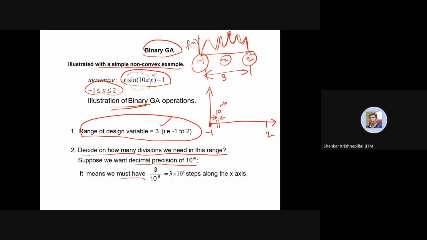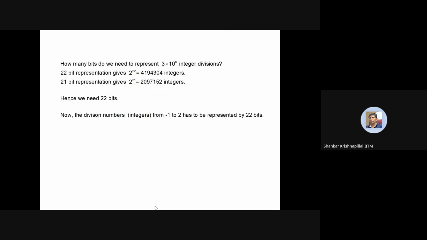So it means we have 3 million steps along the x-axis. 3 million integer steps are required on the x-axis. So this is the first step of the binary genetic algorithm: calculate how many integer steps the x-axis must be divided into. Then, how many bits do we need to represent 3 million integer divisions?